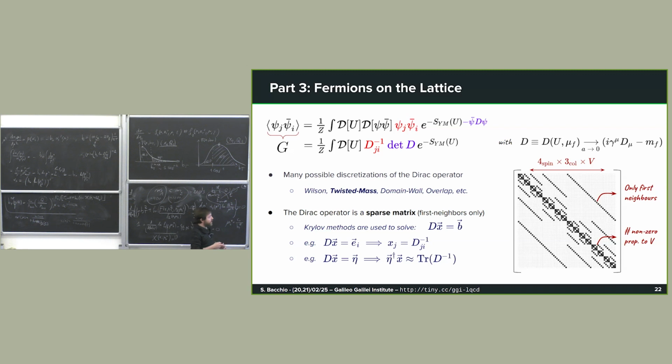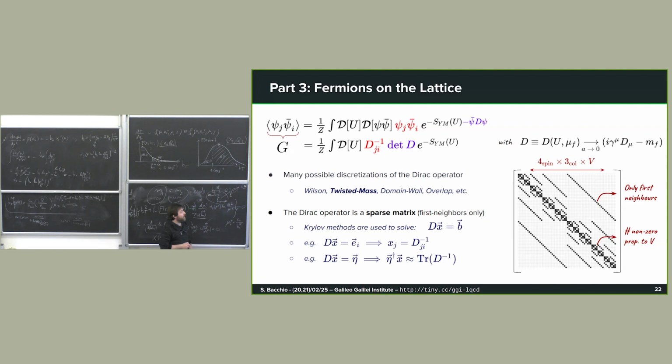Then, okay, we don't have any more fermionic fields. Now, how do you define the Dirac matrix? You can define it in many ways. Dina showed you the Wilson action, etc. Wilson fermions, Wilson mass fermions. These are many different discretizations of the Dirac matrix.